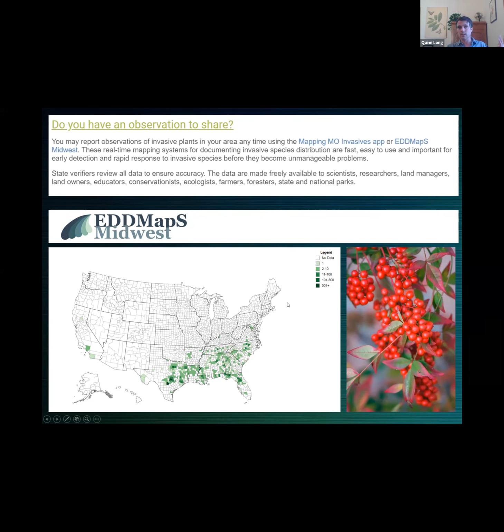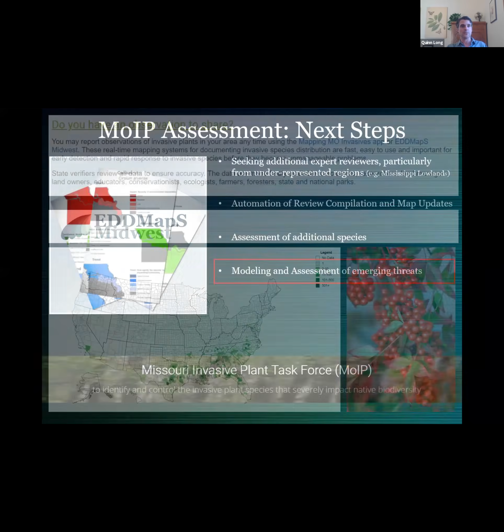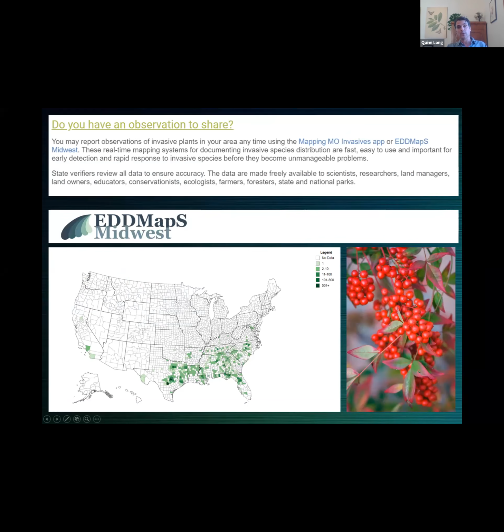So here we see Nandina domestica, heavenly bamboo. At this time, only one observation in the EDDMapS system, but if you look at the models, oh darn, that slide isn't working, that transition. Well, here, I'll just outline it. If you were to look at the models, it is predicted to become widespread throughout the entire lower Midwest and Mid-South. And based on what I've seen firsthand in the Mid-South, that's certainly a reasonable modeling outcome.